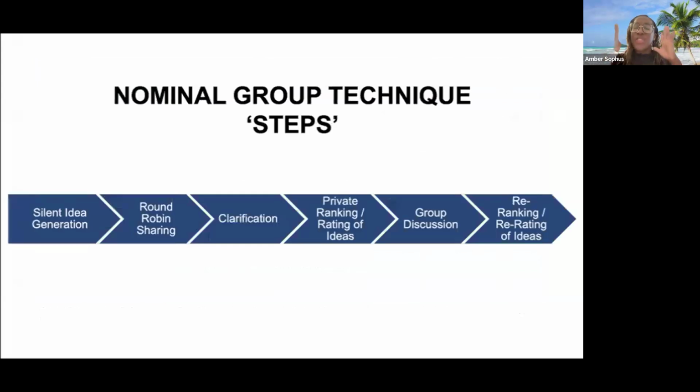So overall, we can think of it really in 6 steps for nominal group technique. The silent idea generation, the round robin sharing of those ideas, clarifying those ideas by having a group discussion where you will consolidate those options if needed, maybe provide a better definition or wording for certain things, and then you go on and have that private ranking or rating of those ideas, items, and so forth. Then you have that group discussion of why they rank those items, and then if you want, you can have them re-rank those items or ideas based off the discussion that they had.